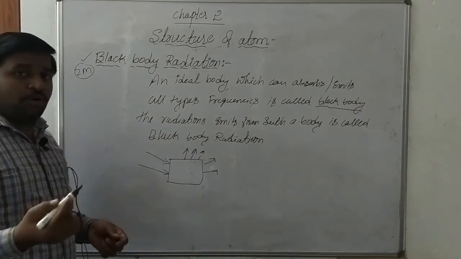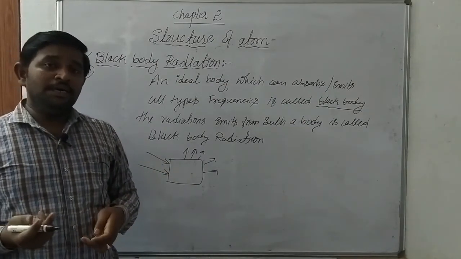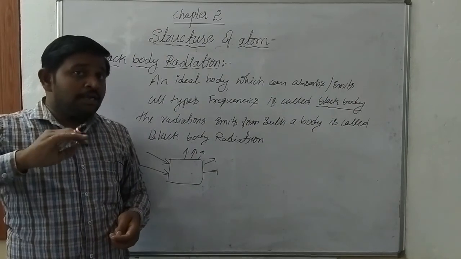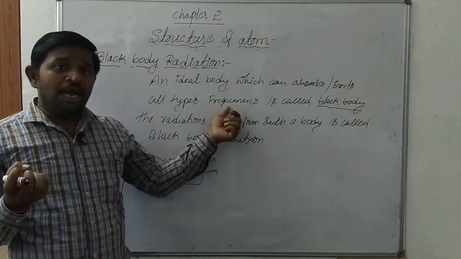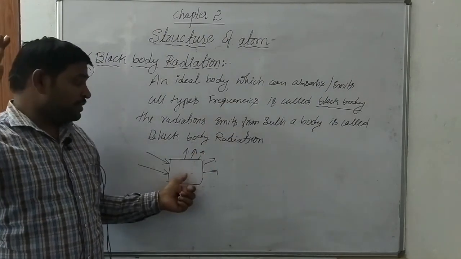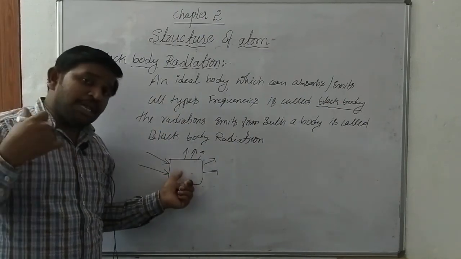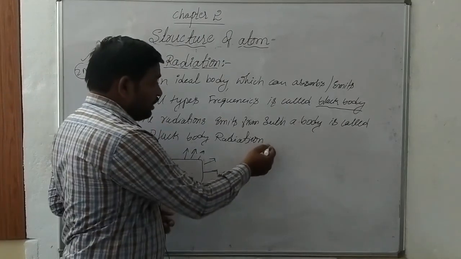You might have seen an umbrella covered with a black colored coated layer that can absorb heat or emit heat. It can absorb all kinds of frequencies and emit all kinds of radiations from that body, which is called black body radiation. The body which can emit the radiation, that is called black body radiation. Okay, thank you.